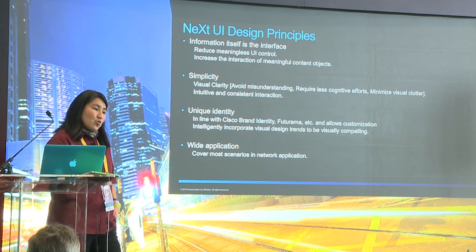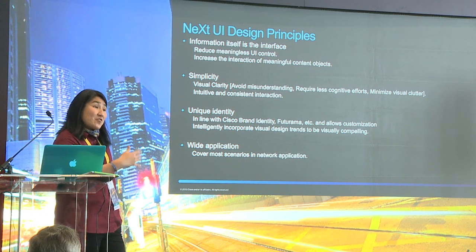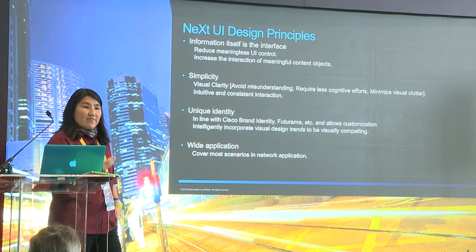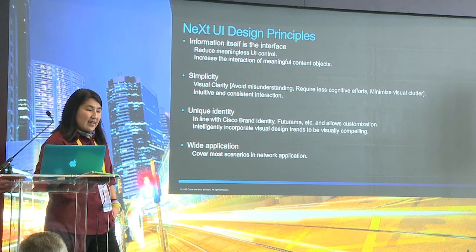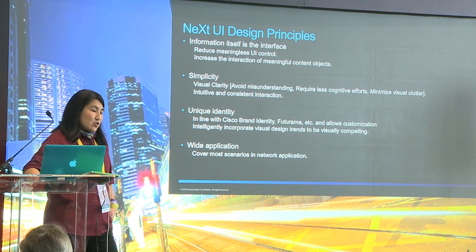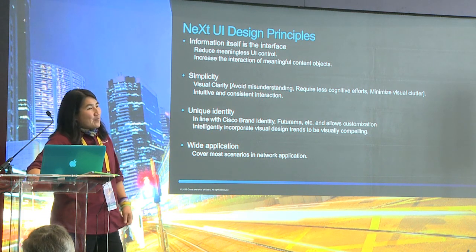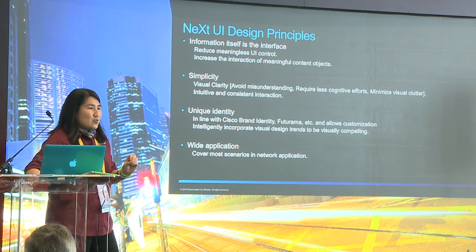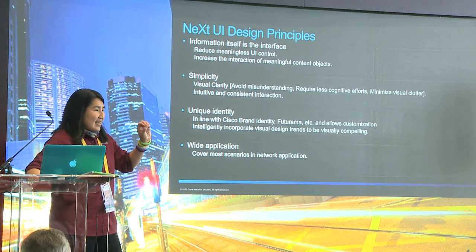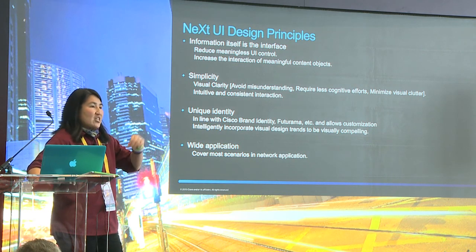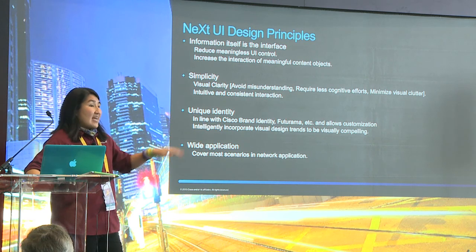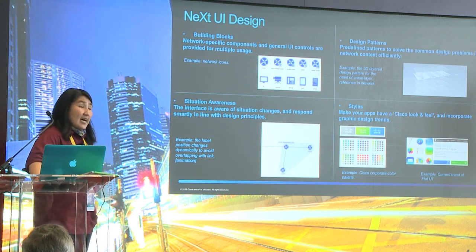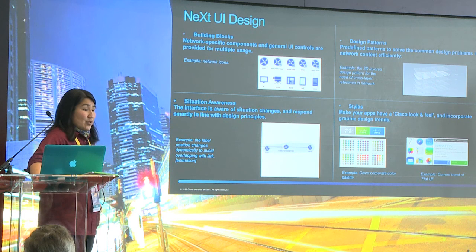In addition, we're looking at a unique identity. We're trying to align with some of Cisco's brands for some of our things. But in addition, we're allowing customization for the look and feel so that it can change for different efforts, and we'll show some of that. In addition, we're trying to look at wide applications. That's why we didn't just build this for one app. We've built it with the APIC EM team, with the WAN orchestration for WAN automation engine, together with the Open Daylight apps. We're trying to take different use cases so that we can build those back together and use those to inspire what's in the design in the toolkit.